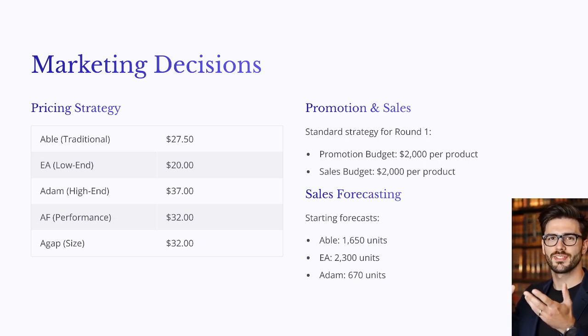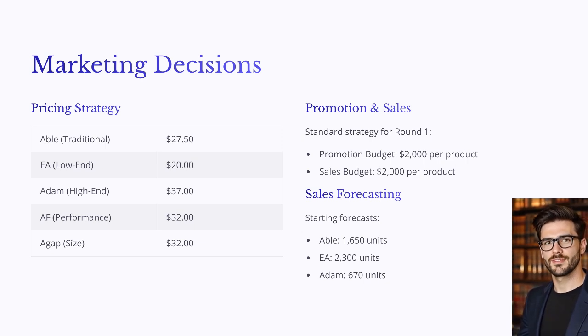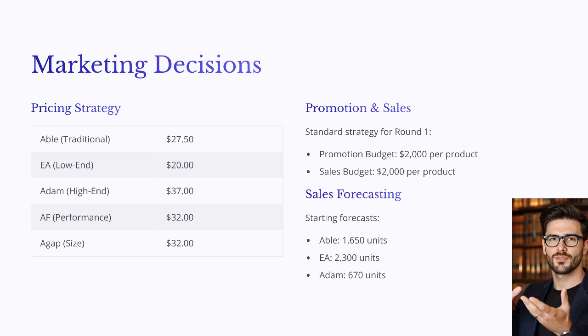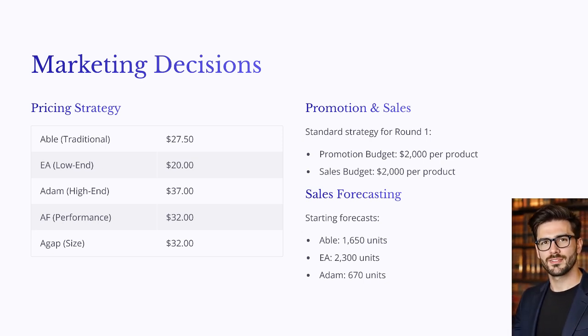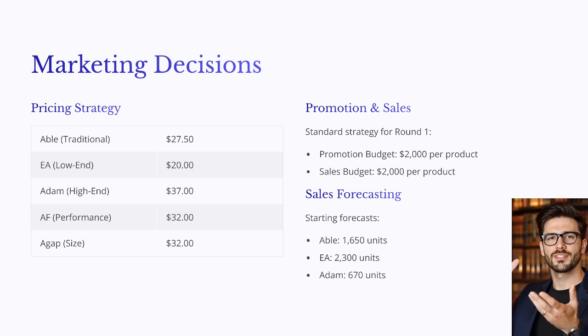Set your prices within the expected range for each segment. Here's our plan: Able, traditional, $27.50; EA, low-end, $20; Adam, high-end, $37; AF, performance, $32; A gap, size, $32. This pricing is competitive and aligned with customer expectations from the industry report.